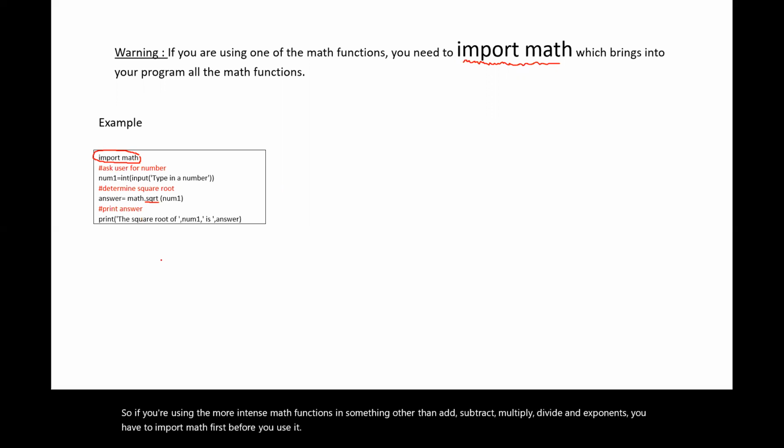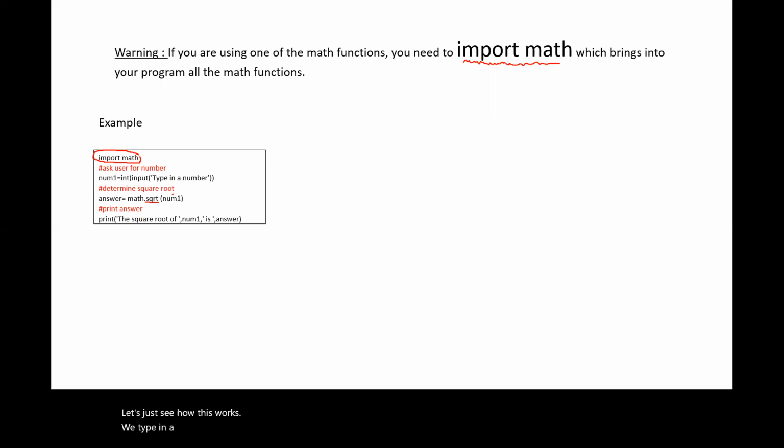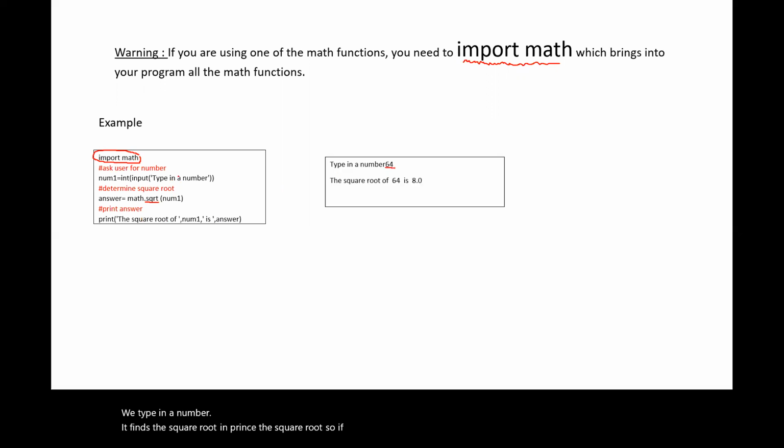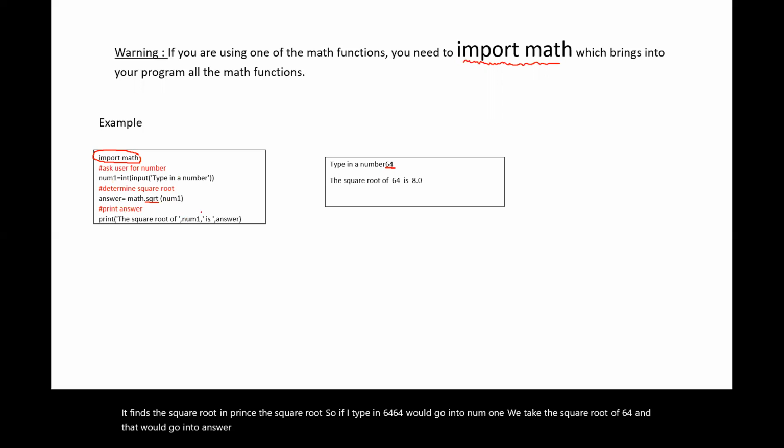Let's just see how this works. We type in a number, it finds the square root and prints the square root. So if I type in 64, 64 would go into num1. We take the square root of 64, and that would go into answer, and it would print the square root of 64 is 8.